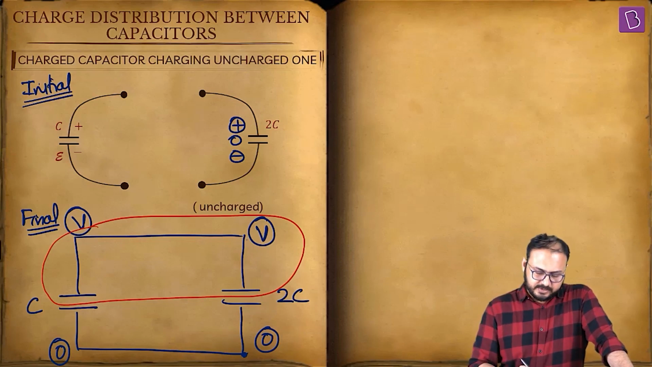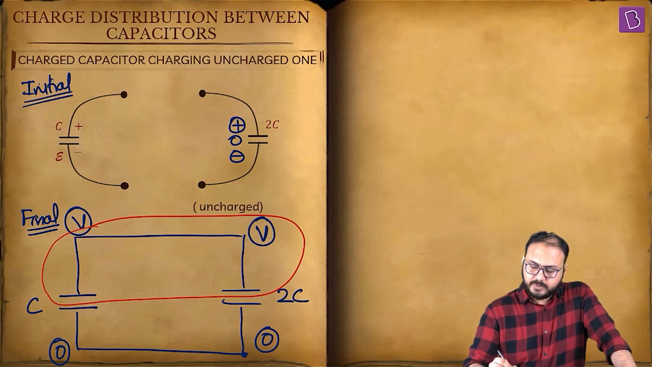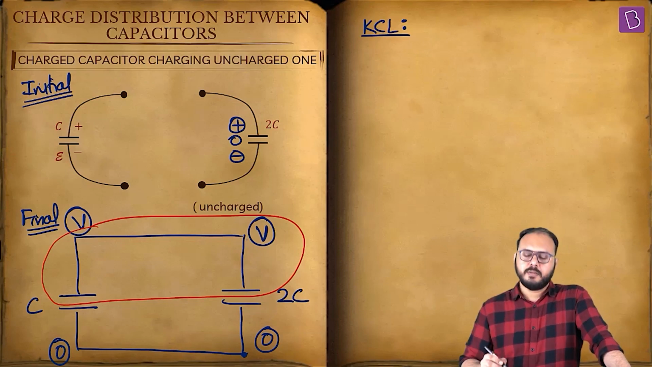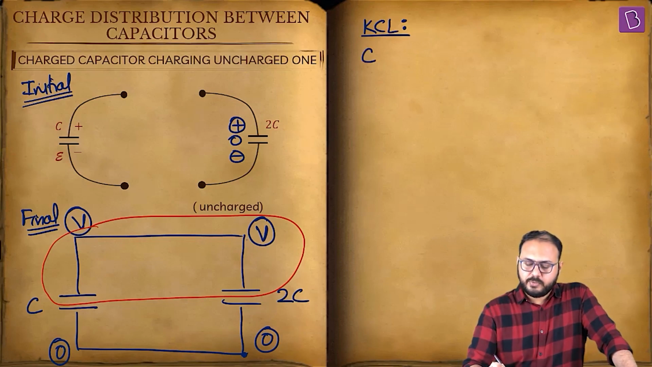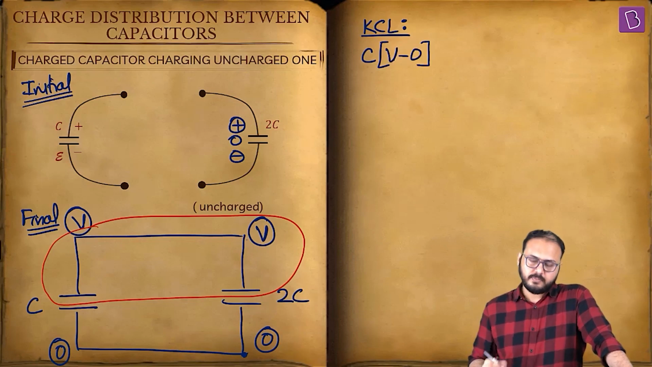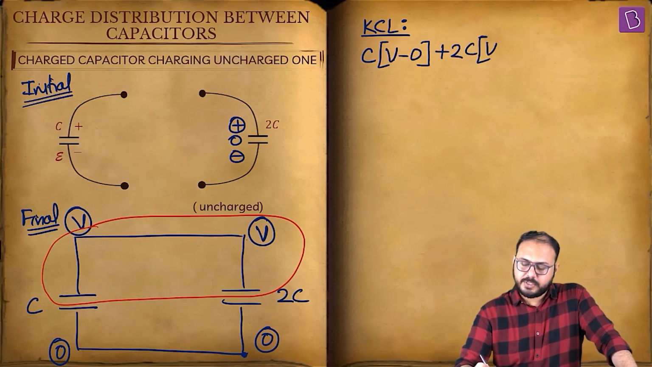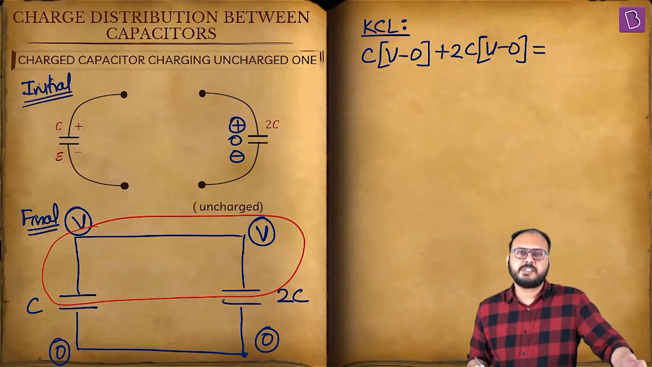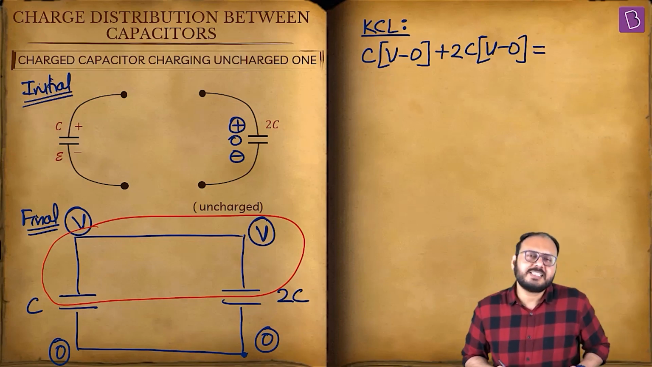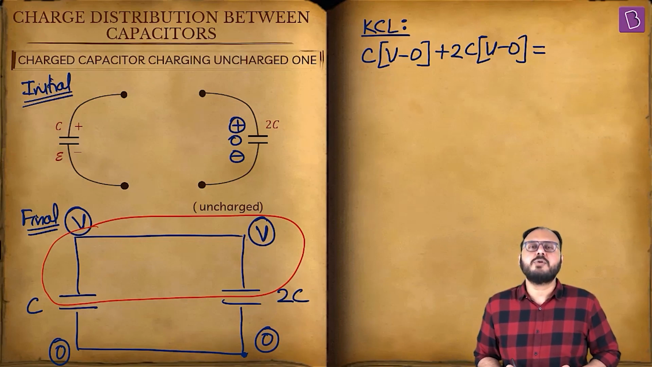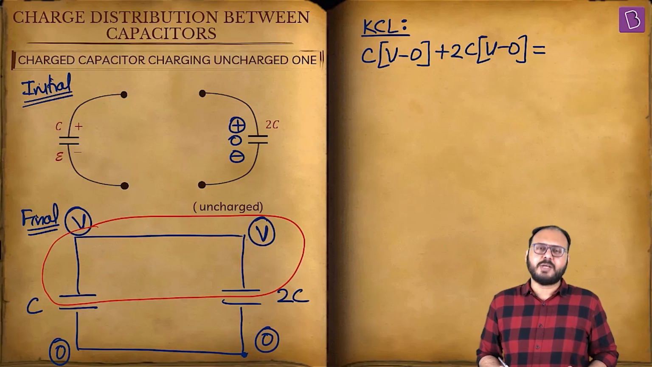So I'm going to solve this problem by KCL, Kirchhoff current law. Charge on the C plate: how do you find that? C into that side's potential minus the other side's potential. Very good. The other one: 2C into that side's potential minus the other side's potential. And this is where it gets interesting. Till this time, you have been putting it equal to 0. But I never said that it's equal to 0. I said it's equal to the old charge. This time there is an old charge.